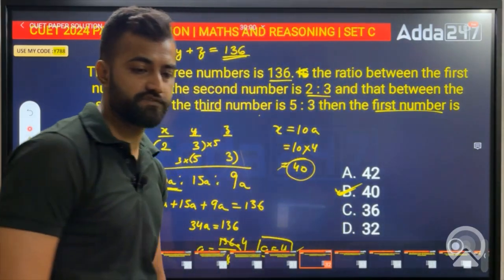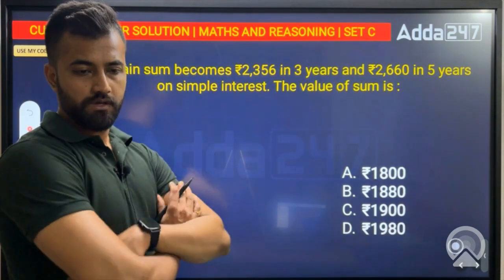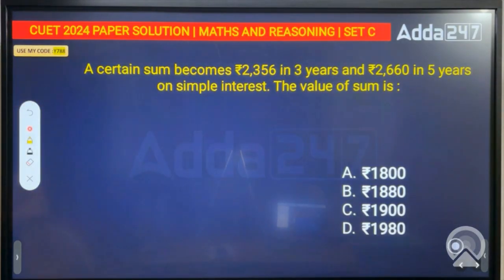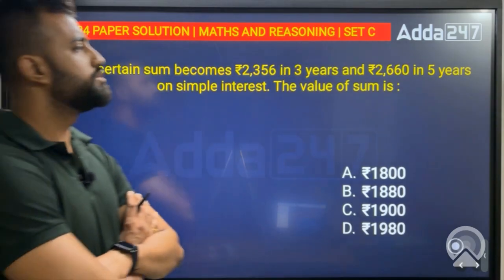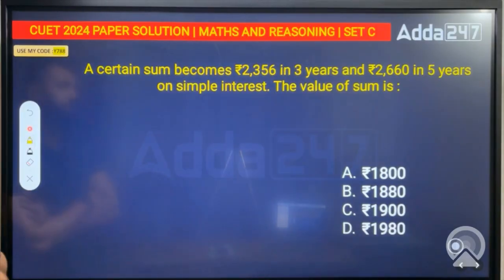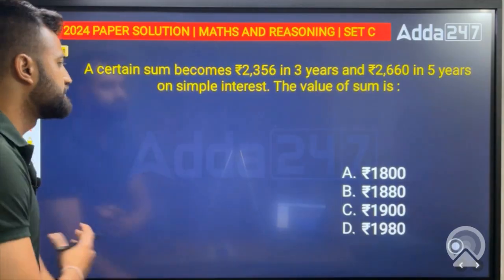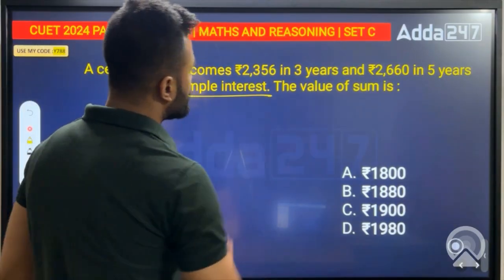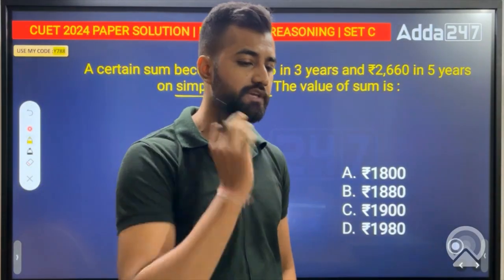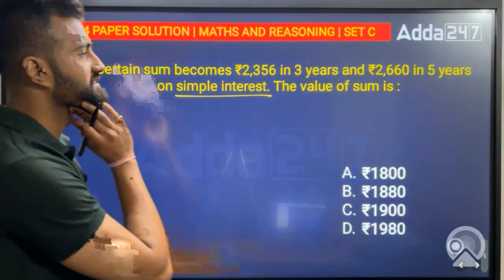Okay, a simple interest question is there. See this. A certain sum becomes 2356 in 3 years and 2660 in 5 years on simple interest. Simple interest means an easy question. Why? Because whenever we have simple interest, your interest is fixed every year. That's why it is a simple question. The value of the sum is what they are asking us to find, that means the principal.